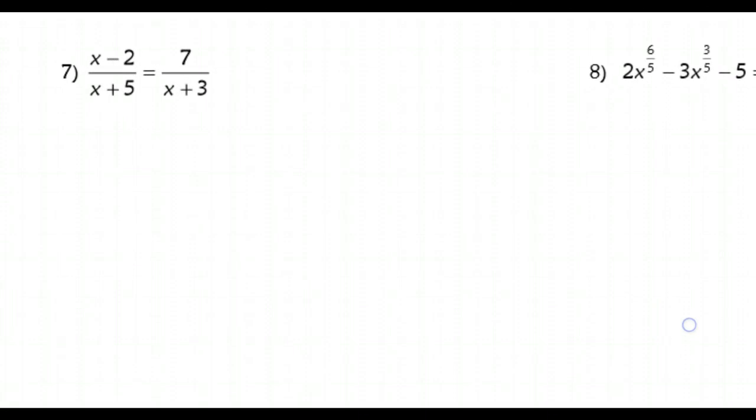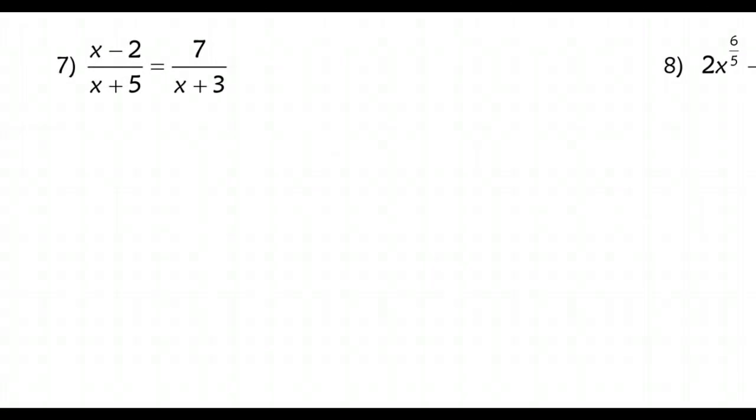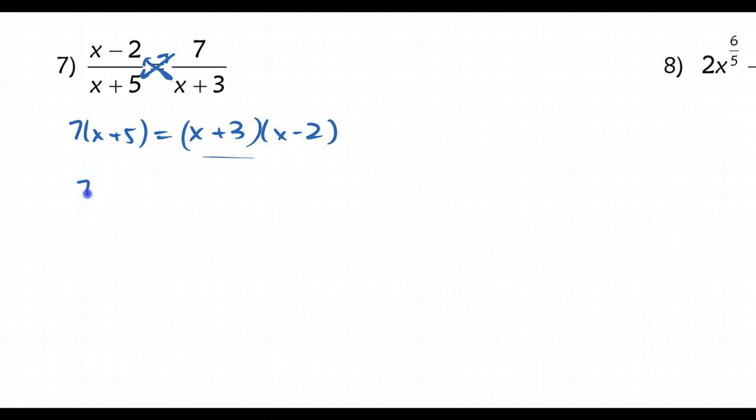Okay, number 7 here, I can cross multiply here to get rid of x in the denominator, or I can multiply by x plus 5 times x plus 3, and remove that from the denominator as well, just so you have a linear equation. So it's however you really want to think about it. I'm going to cross multiply, and I get this, and I do have a quadratic here on this side, so 7x plus 35 equals x squared plus x minus 6. Subtract over your 7x.